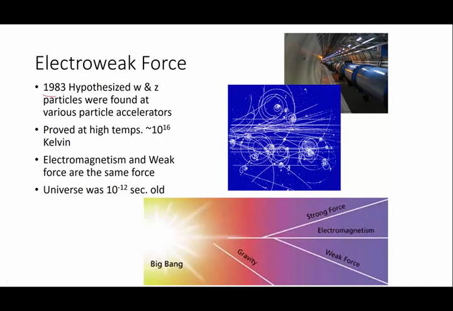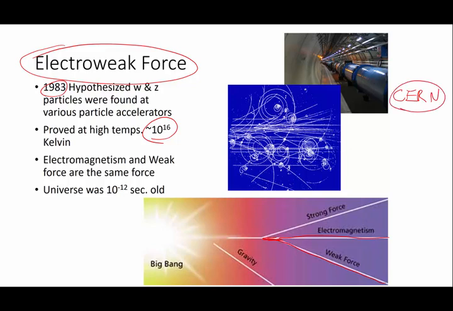Back in the 1980s was the first time that we got two of the forces to be proven to be the same. The weak force and the electromagnetic force. If you get temperatures hot enough, how hot? 10 to the 16th Kelvin. That is crazy, nutty hot. Where can you achieve temperatures like that? In particle accelerators, like the particle accelerator at Fermilab and the particle accelerator at CERN in Switzerland.